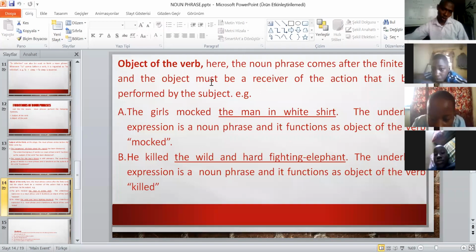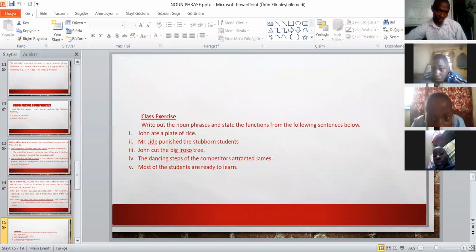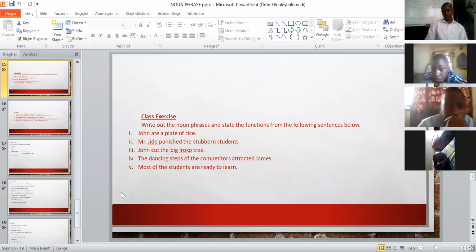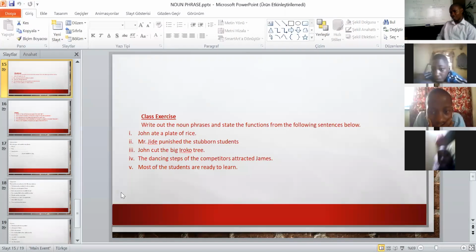Now, I want us to check this exercise out. Write out the noun phrases and state the functions from the following sentences below.